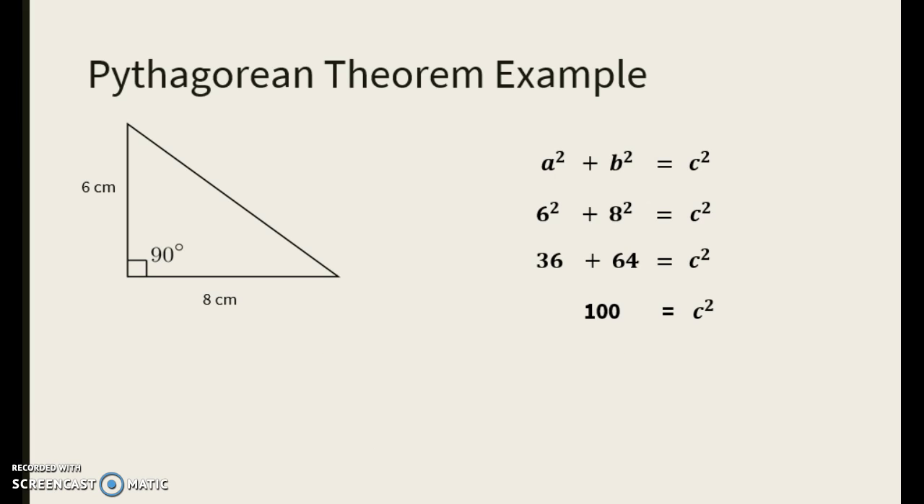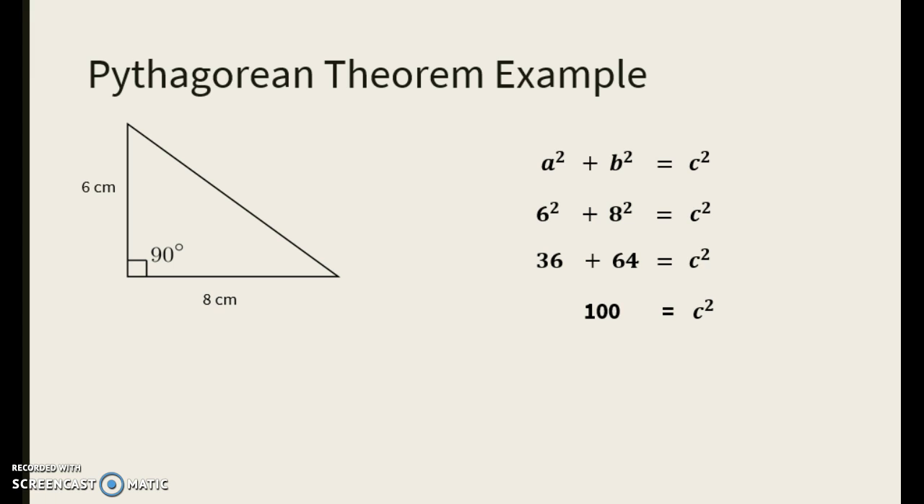So for example, we have this triangle where the legs are 6 and 8, and the hypotenuse, the c, is unknown to us, and that's what we would like to find. So if you look to the right of the example, we have a squared plus b squared equals c squared, and what we're going to do is fill in what we know. Again, we know the legs, a and b, 6 and 8. We're trying to find c. So instead of a squared, we're going to put 6 squared. Instead of b squared, we're going to put 8 squared. And then we don't know c, so we're going to leave c squared blank.